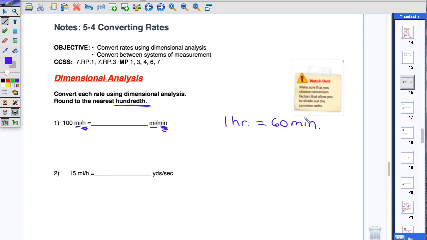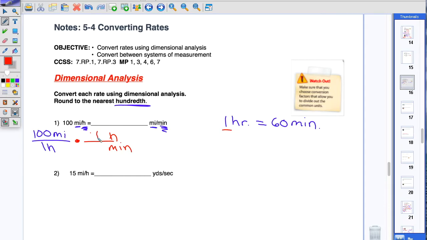It says make sure that you choose conversion factors that allow you to divide out common units. So we want to make sure that we're converting, in this case, between hours and minutes, and we want to make sure that we can divide out those common units. So the first thing that we want to do is set up the original 100 miles over 1 hour. And we want to multiply it by the conversion factor. Since we're converting hours to minutes, we want to make sure that we cancel out our hours, and since it's in the denominator, it needs to go to the numerator, and we want to put minutes in your denominator.